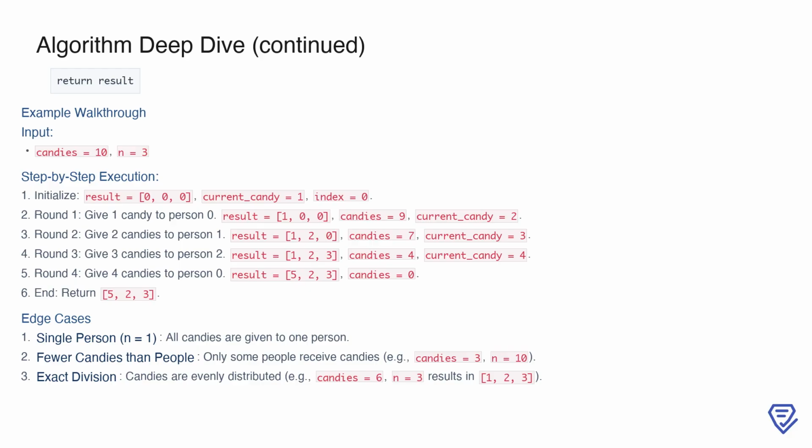Edge cases include scenarios like having just one person, where all candies go to them, or having fewer candies than people, where only some receive candies. If the candies divide evenly, they are distributed exactly as required. This step-by-step process ensures a clear and correct solution to the problem.